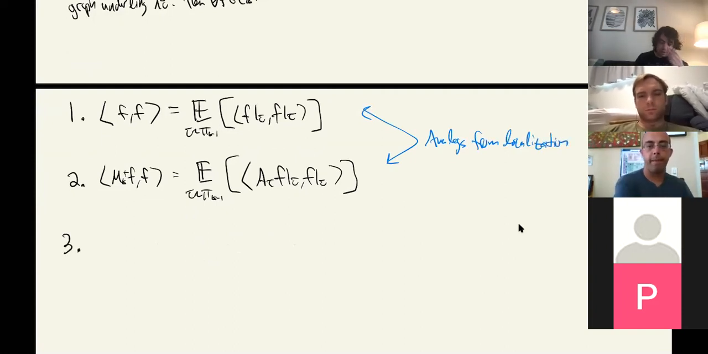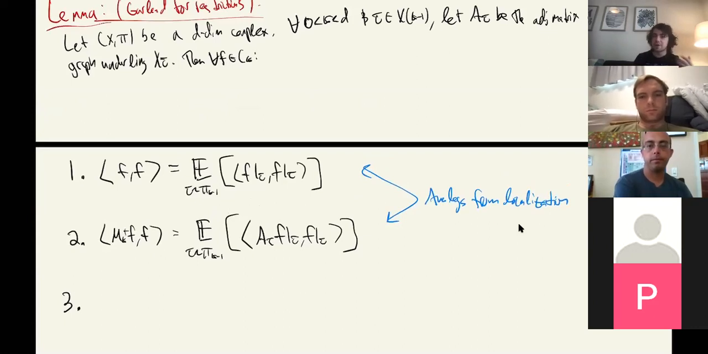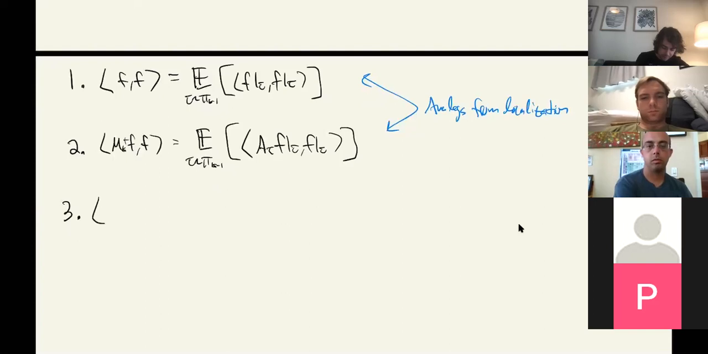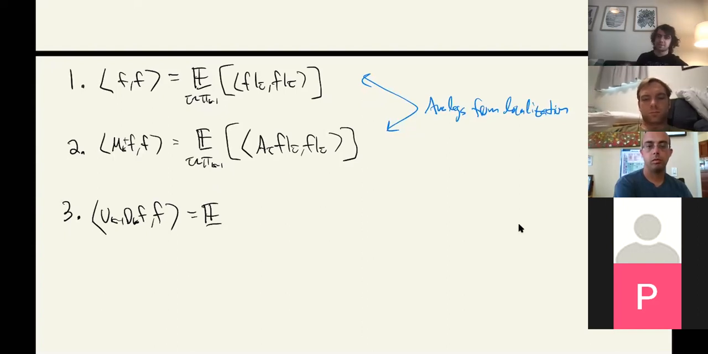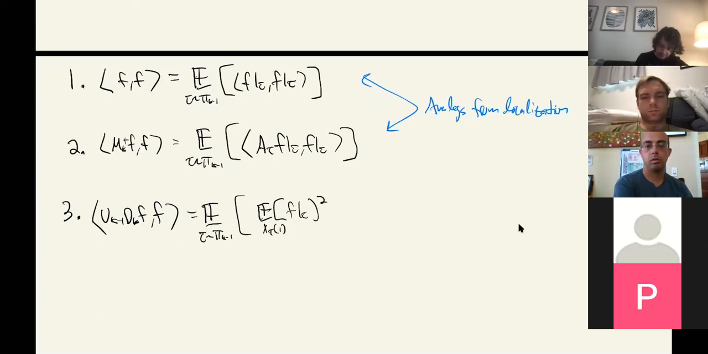And the third is something new, right? For random walk expansion, we're not only analyzing M_k^+, we're also analyzing the lower walk. So we're also going to need a Garland's method for the quadratic form based on the lower walk. So this will be <U_{k-1} D_k f, f>. And this is a slightly different form. It's still going to be a local expectation over level k-1. So tau from pi_{k-1} of, well, actually, it'll be the expectation of f restricted to tau squared over the length of tau. Or maybe I should write pi_tau(1).